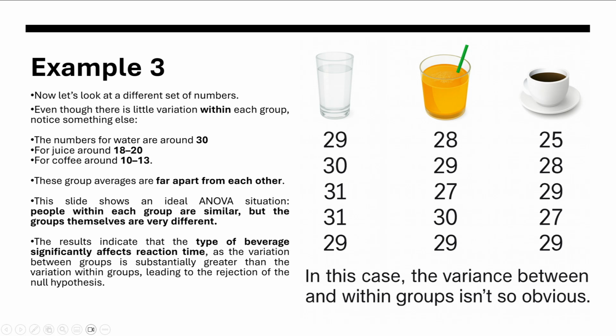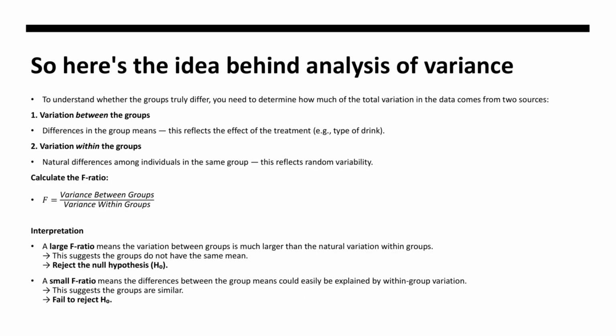When differences are not visually obvious, we cannot rely on intuition alone. ANOVA helps us by quantifying how much variation exists within groups and how much variation exists between groups. It then compares these two quantities mathematically. To understand whether groups truly differ, we first need to look at total variation in the data. Total variation simply means how much the data values differ overall.